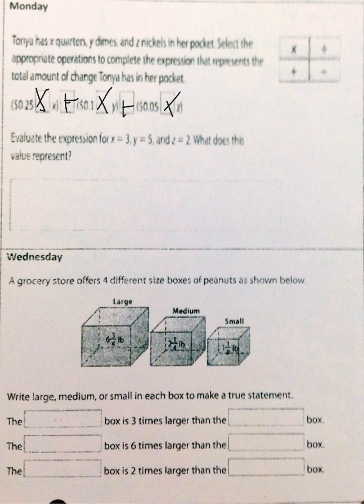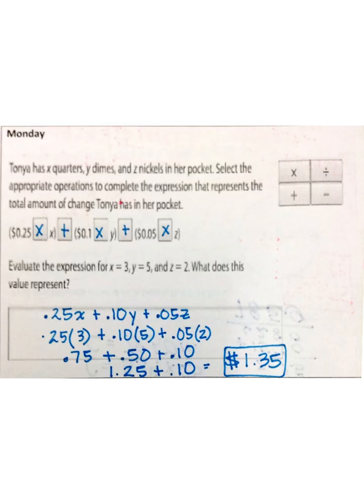For the second part, evaluate the expression for X equals 3, Y equals 5, and Z equals 2. What does this value represent? So I went ahead and substituted my values, and I got 75 cents plus 50 cents plus 10 cents, which gave me a total of $1.35.